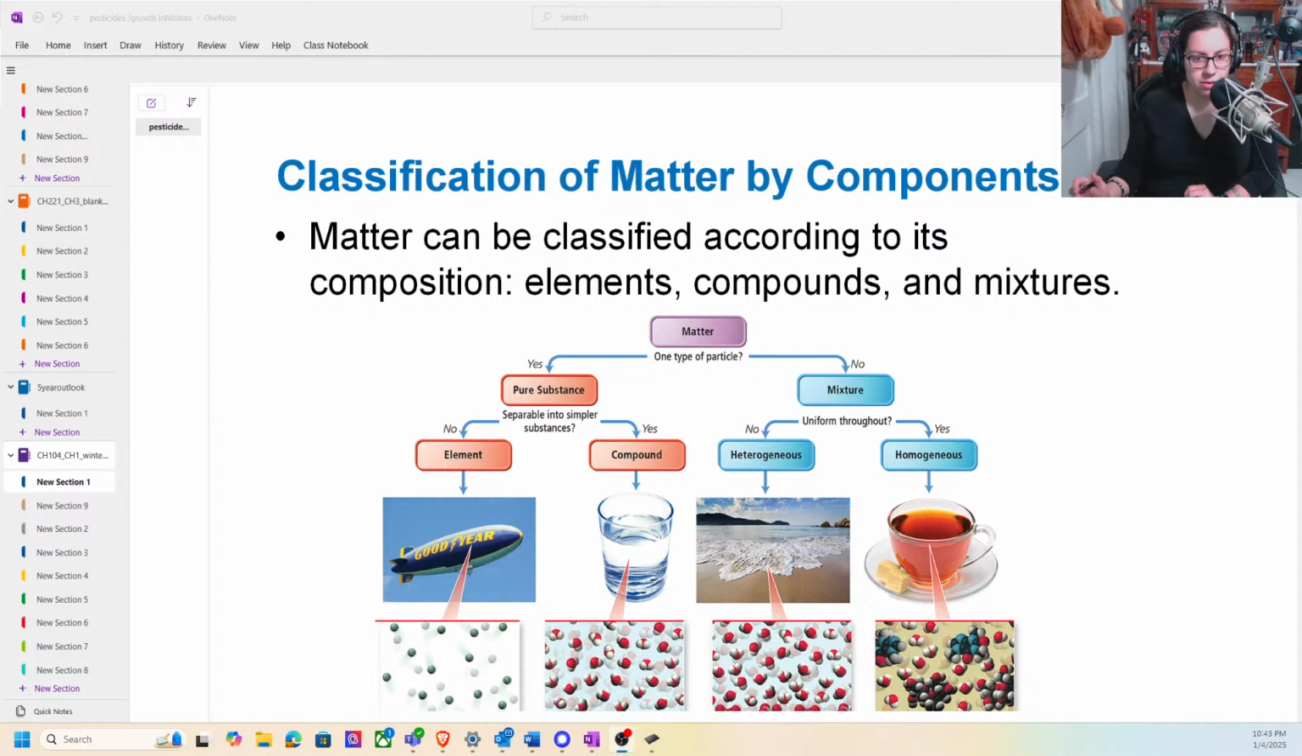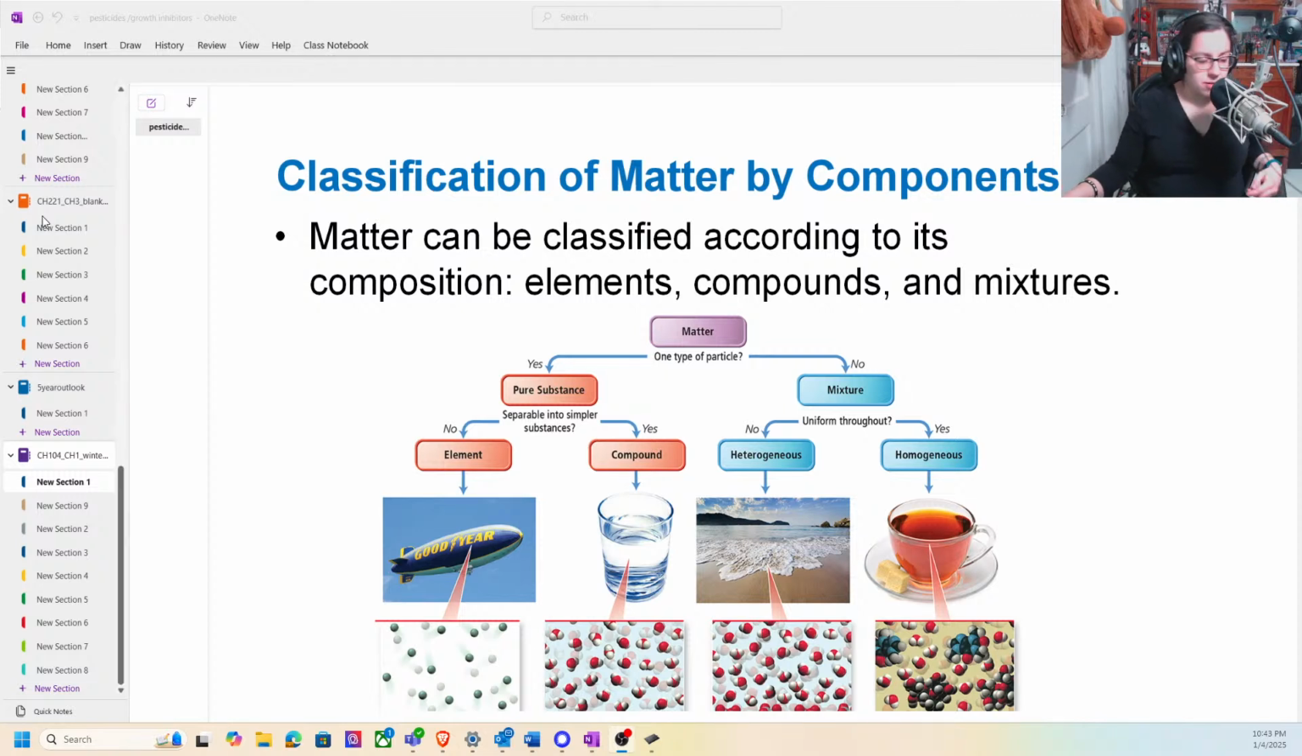Now we'll focus on classifying matter by its components. So again, we're talking about chemistry, so we have to be able to identify what chemistry is. What is matter? Matter is defined as anything that has substance and takes up space. Now we want to get into how we classify matter, and this will help us better understand what we're talking about exactly.